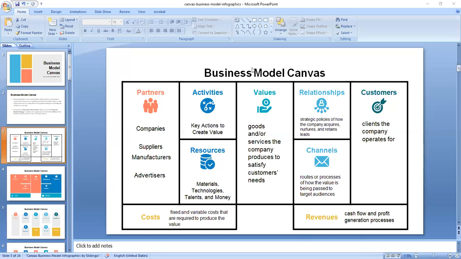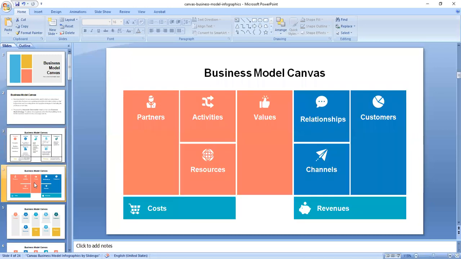This is one form of a business model canvas that you can search online. And there are other forms, so you can have this also. I've seen this one.